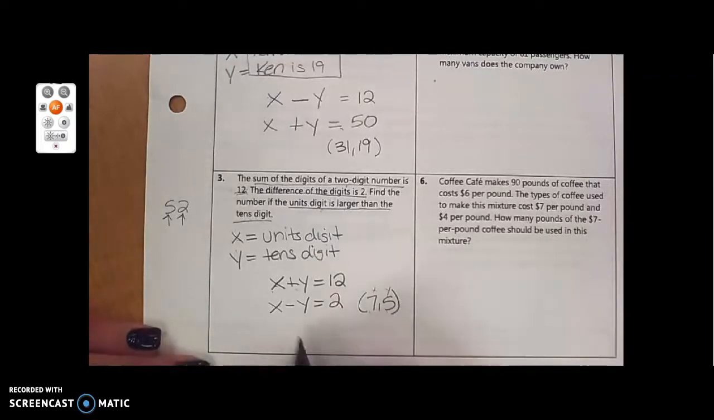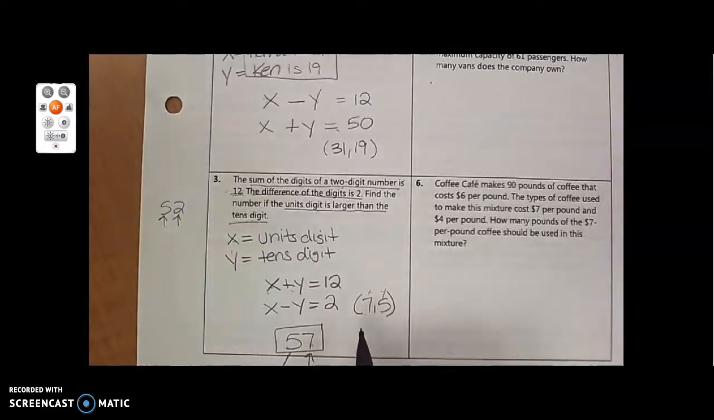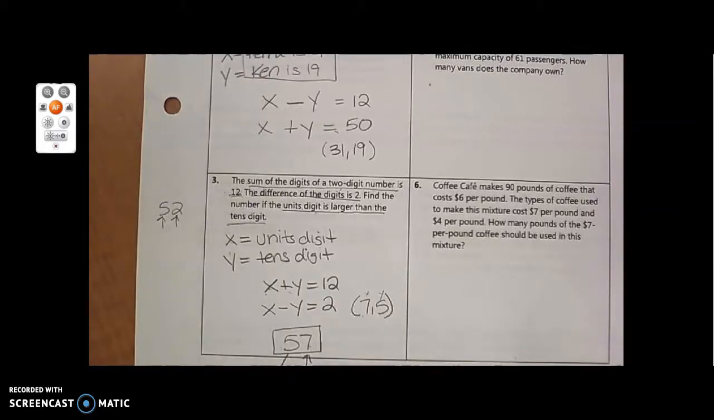But our number is going to have to be 57 because, again, 7 is the units digit and 5 is the tens digit. Units, tens, hundreds, thousands. That was place value. So this is our number, 57. The sum of the digits is 12. The difference is 2. But the units digit is larger than the tens. A lot of people might say the answer is 75, and it's wrong, because 75 doesn't have the units digit being larger than the tens digit.